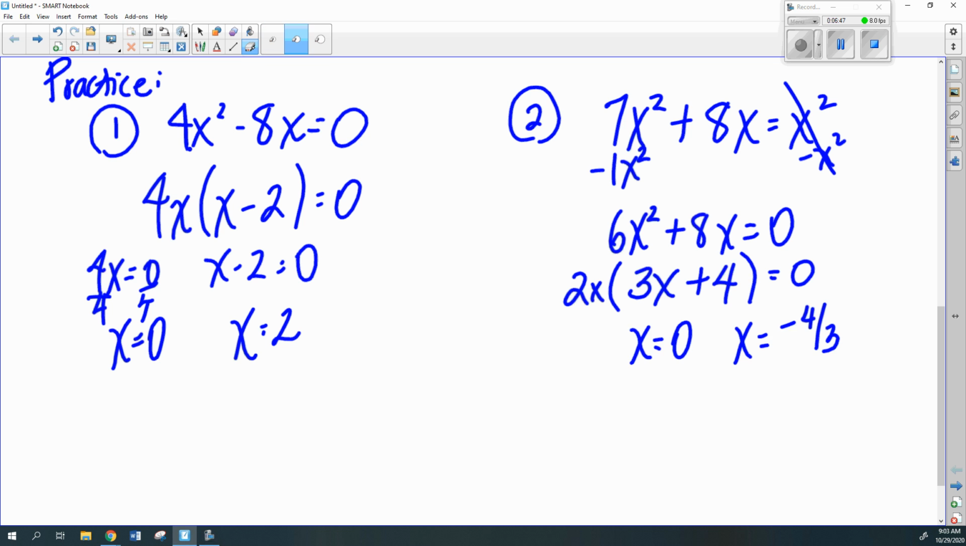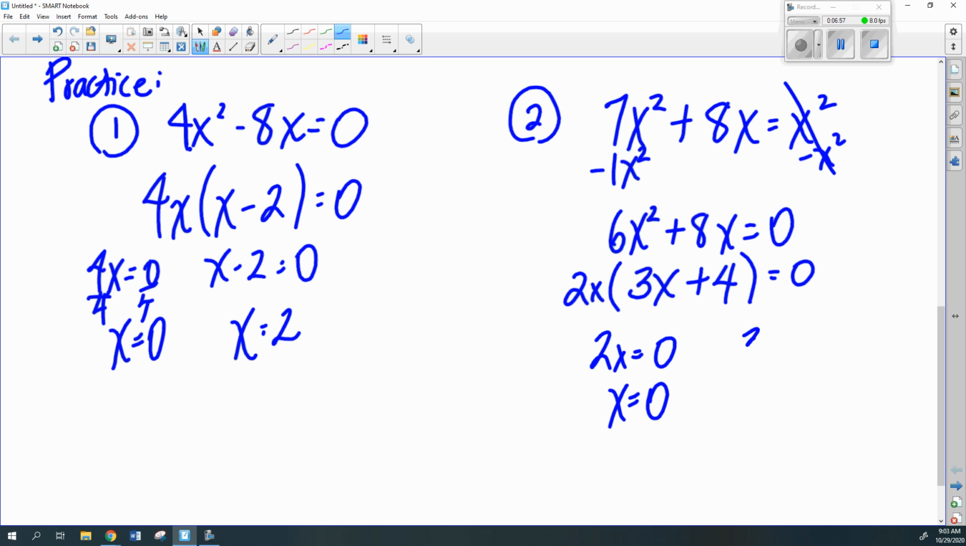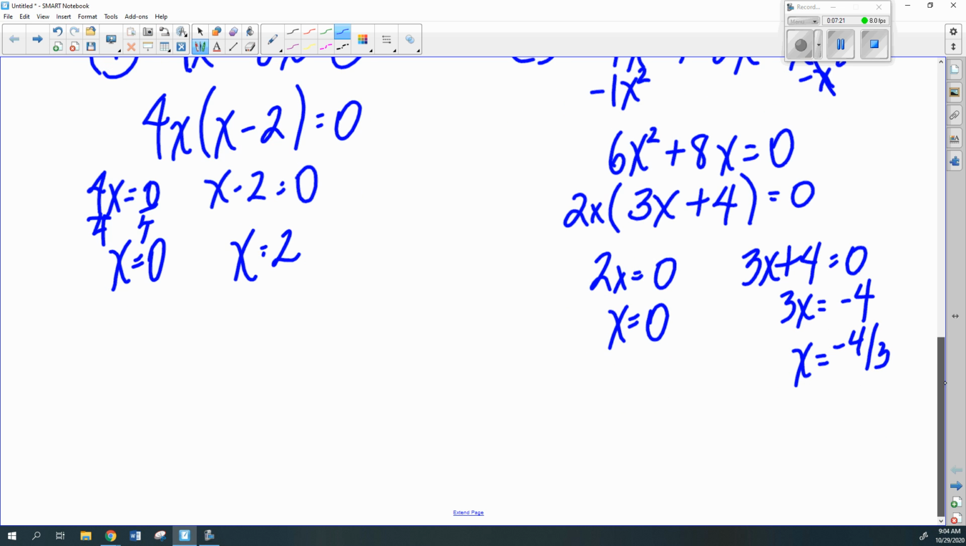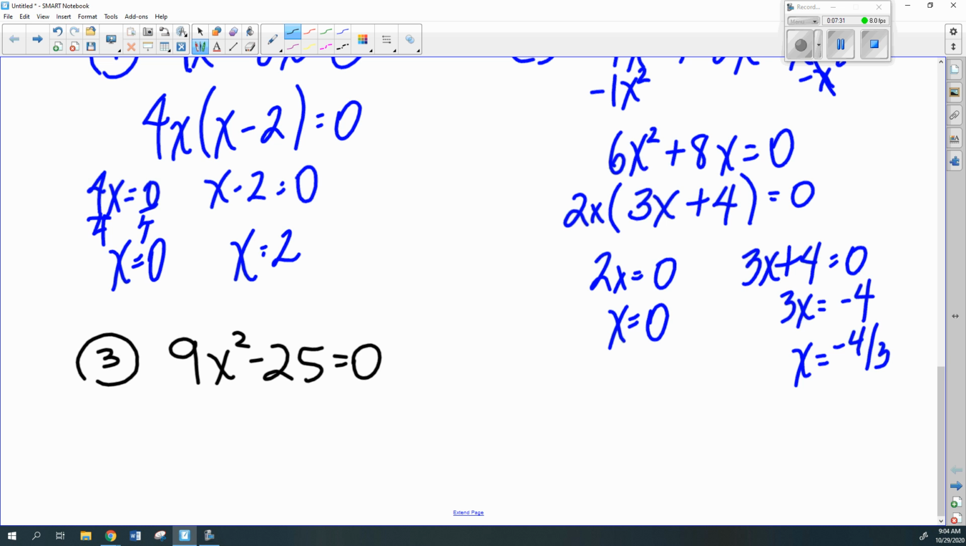So I've got to set the 2x equal to 0, and that one does give me x equals 0. But then when I set the 3x plus 4 equal to 0, I've got a minus 4, then divide by 3. We okay now? Bless you. Okay? Good? All right, number 3. 9x squared minus 25 equals 0.